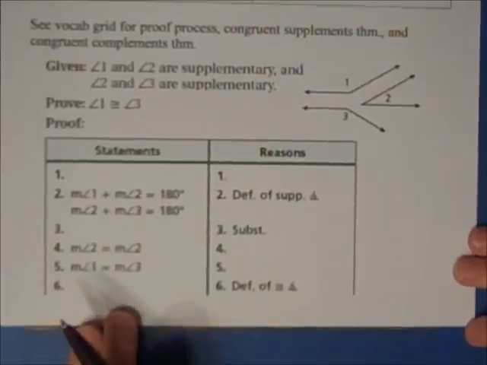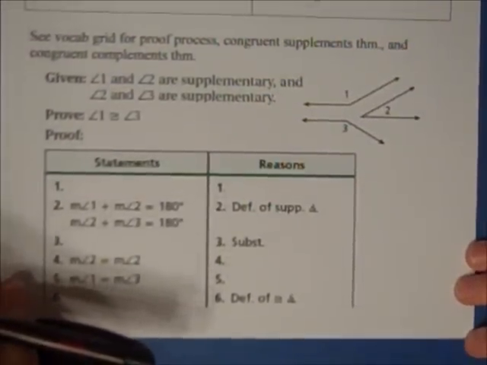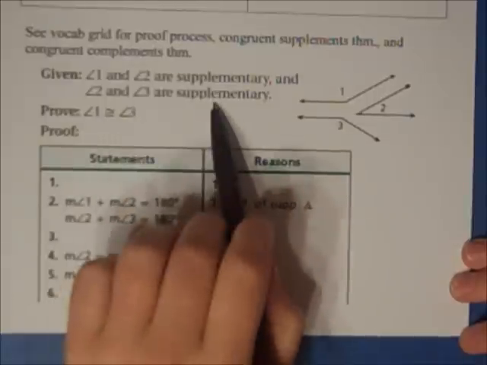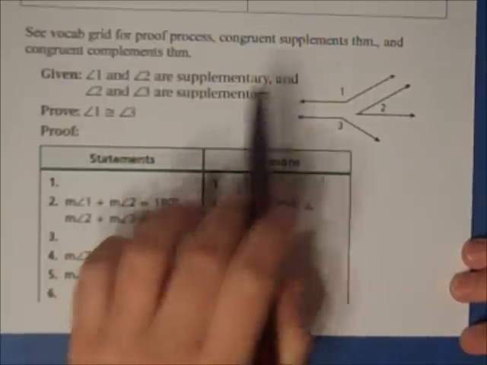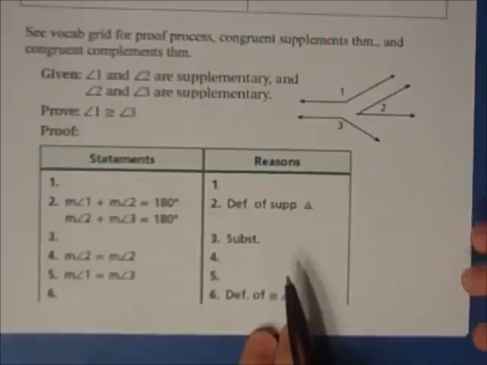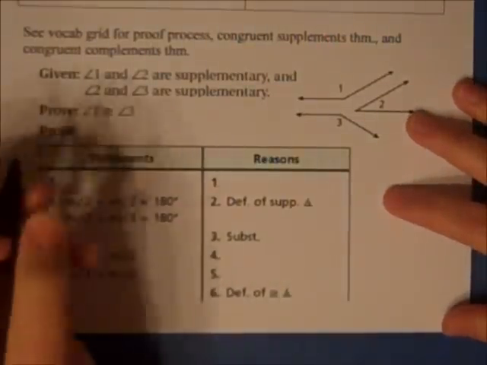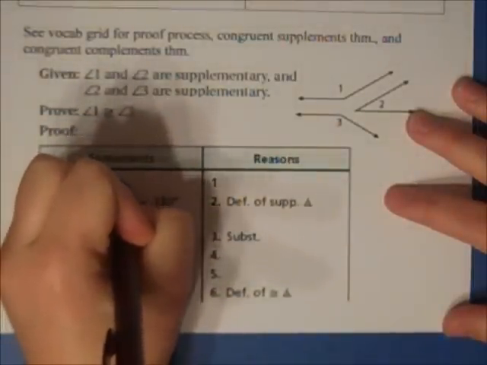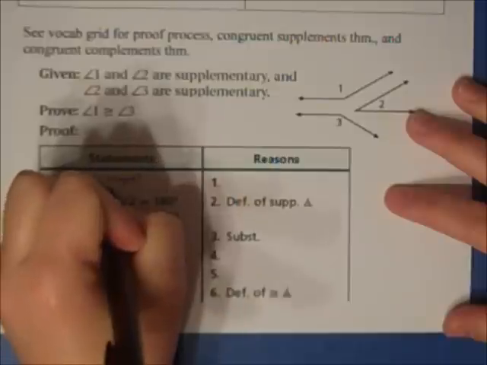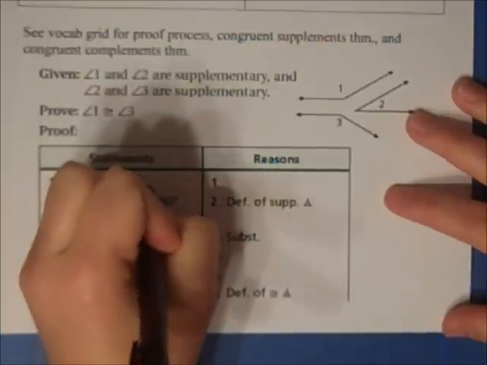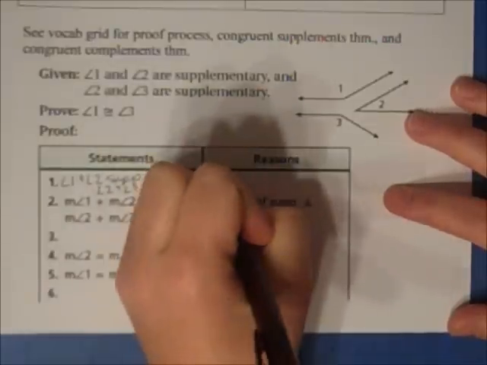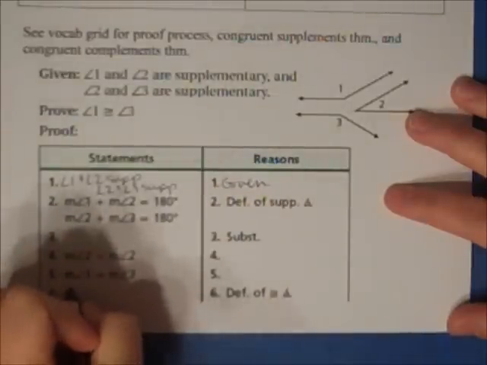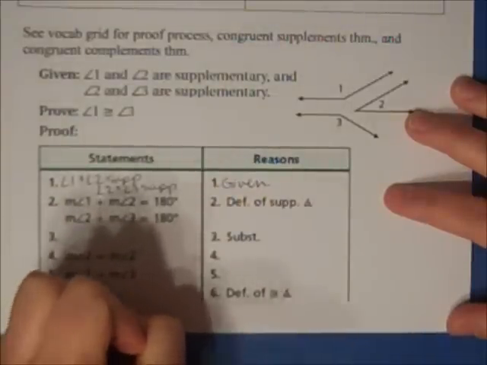Okay, so this one is fill in the blank. They've already filled out some of this for us. We just have to do the rest. So given 1 and 2 are supplementary, and 2 and 3 are supplementary, I need to prove that 1 has to be congruent to 3. So let's fill in the stuff we don't even have to think about. Angle 1 and angle 2 are supplementary, as well as angle 2 and angle 3 are supplementary. That is the given, always. And then the very last statement is going to be our proof statement: angle 1 is congruent to angle 3.